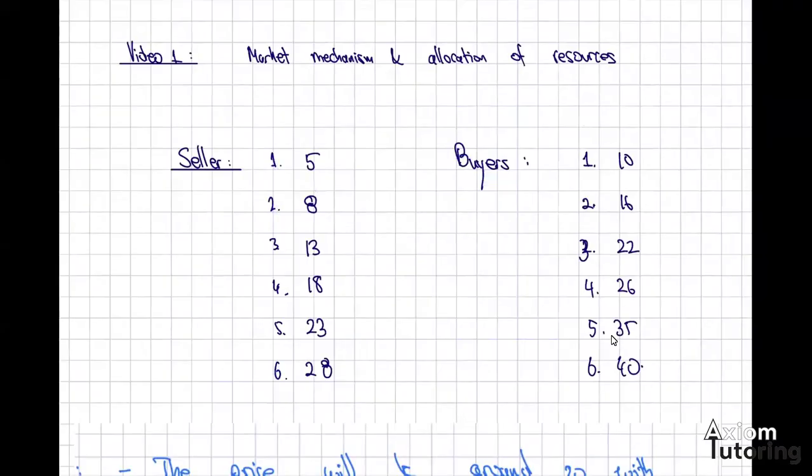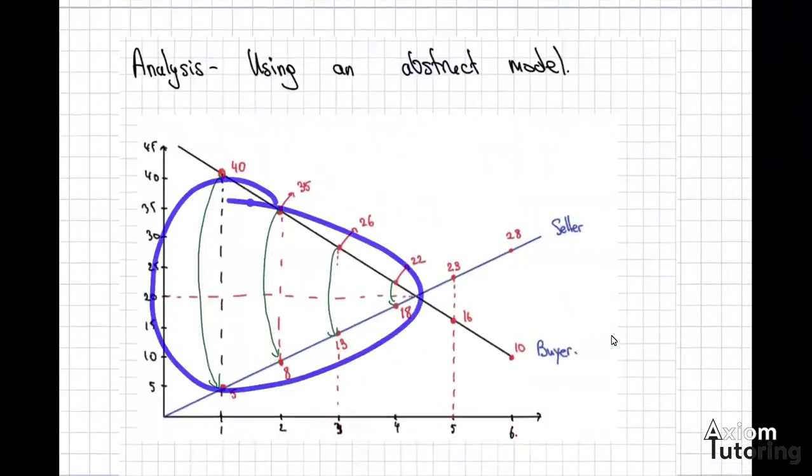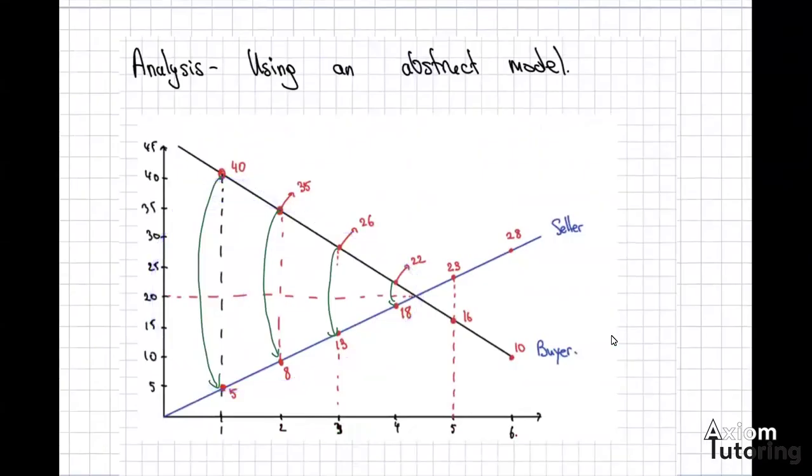I'll give you a little homework if you like. Assume that you force the market to transact in this way: seller one with buyer one, seller two with buyer two, and so on. Calculate the surplus that is being created. You will notice that the total surplus is smaller than the surplus that the market creates here. All right. So this market setup does not care about equity. It cares about efficiency, to maximize the surplus that is being created.